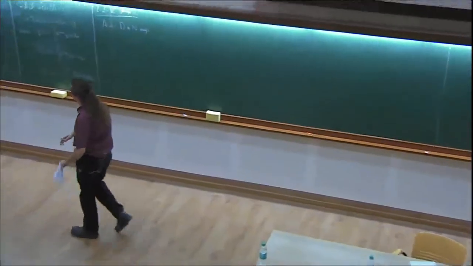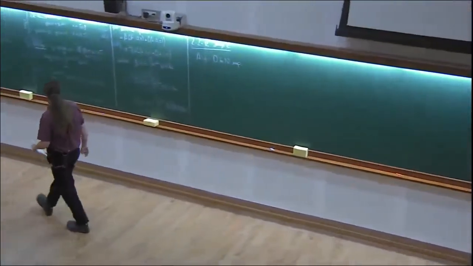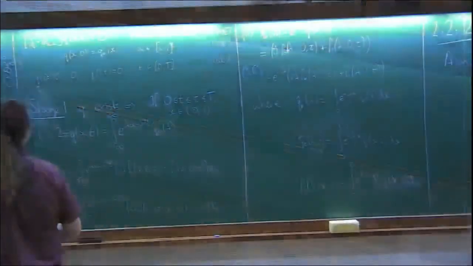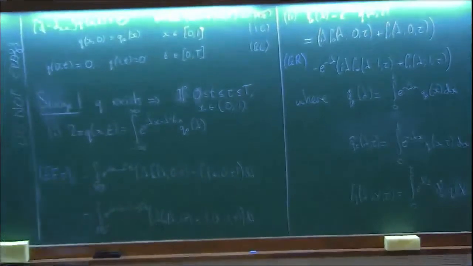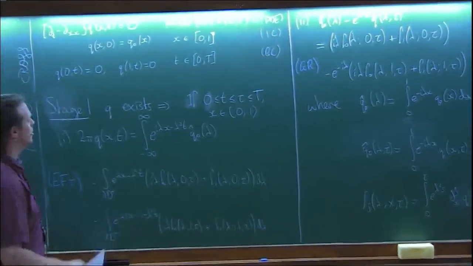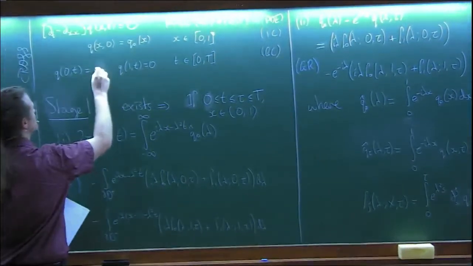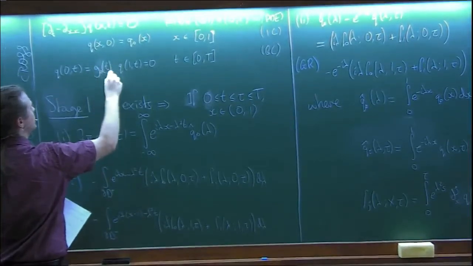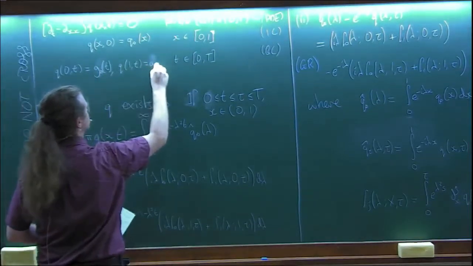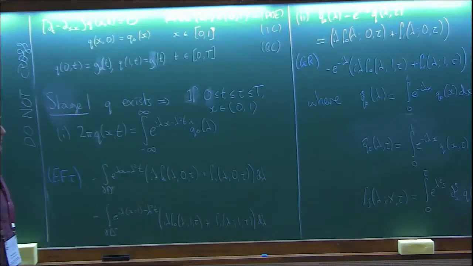Just to remind you where we got to last time, we were studying this initial boundary value problem for the heat equation on the finite interval 0, 1 with inhomogeneous boundary conditions. I'll just make that change very quickly. I think I called them g_j. So we implemented stage 1 of the method, right?